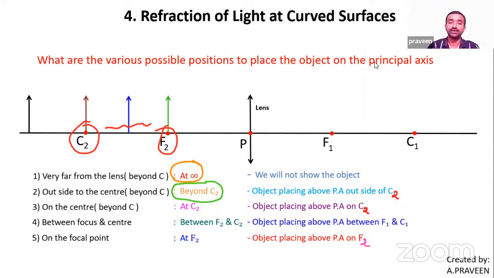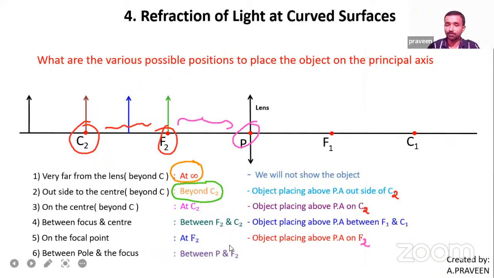Next, inside the focus. We have two locations here, F2 and P. The object is brought between them. So now we can say the position lies between the pole and the focus, between P and F2. The object is placed between the pole on the principal axis and the focus F2. So these are the possible positions.